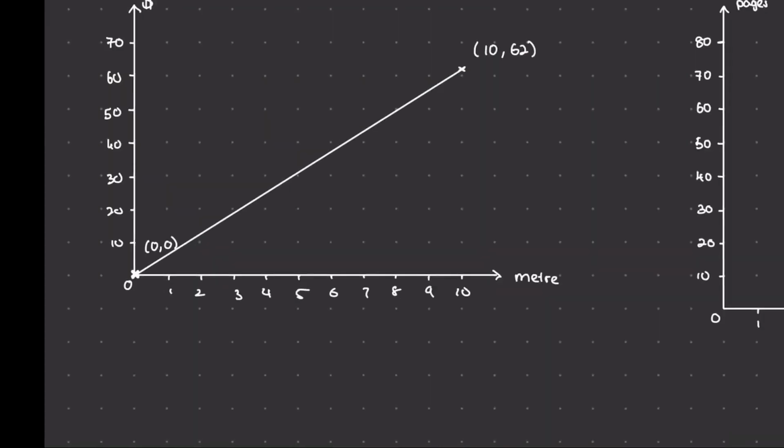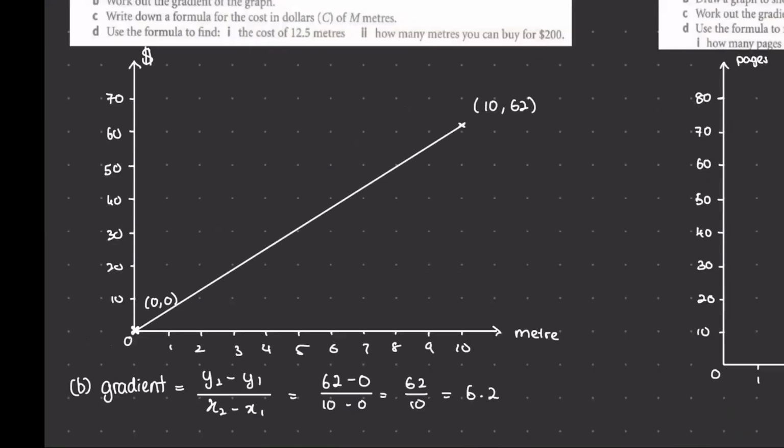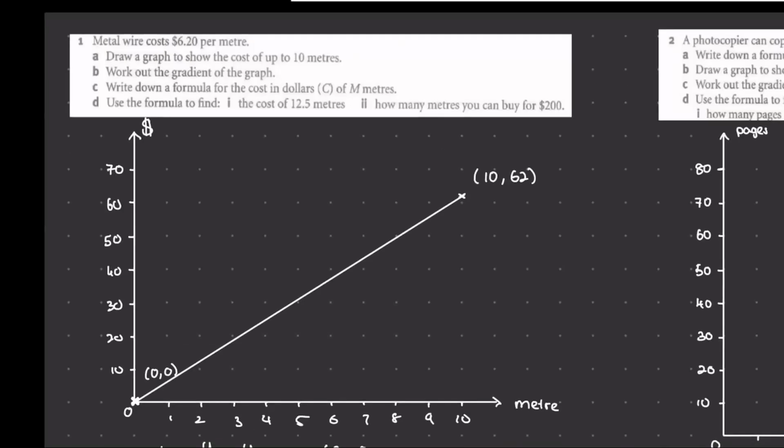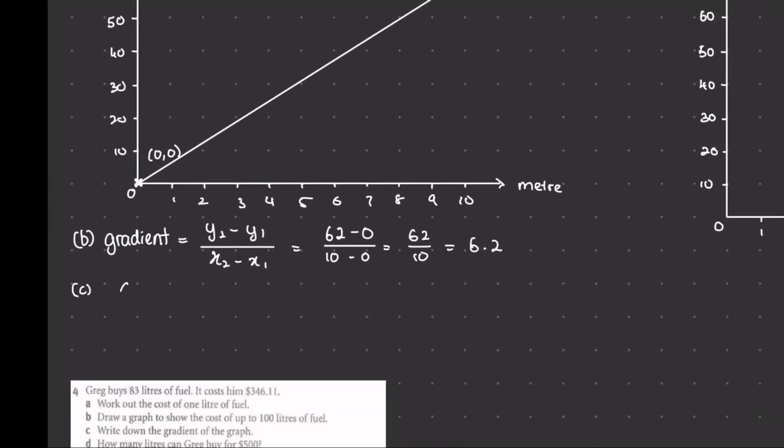That's it. So now if they ask us to work out the gradient, I'll use the coordinate version. So y2 minus y1 over x2 minus x1. So I'll get 62 minus 0 over 10 minus 0. 62 over 10, which is equal to 6.2. So this is my gradient. And they said, write down a formula for the cost in dollars, C, of m meters. So the answer for C is C is equal to 6.2m. That's the formula that we're going to use.